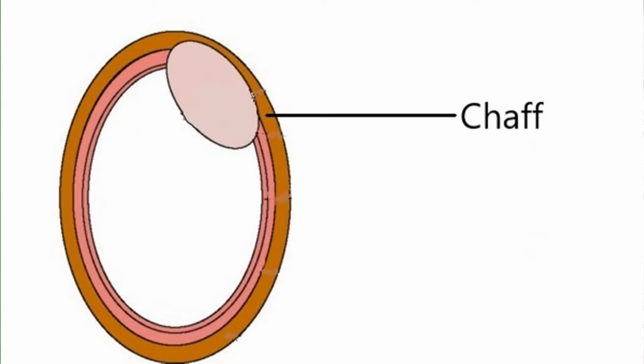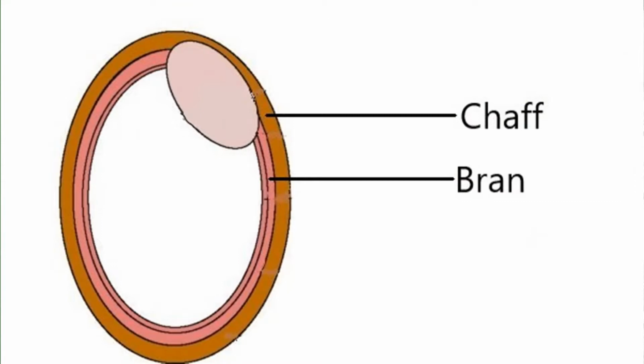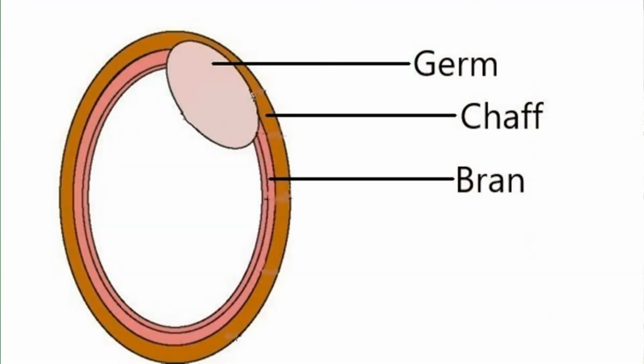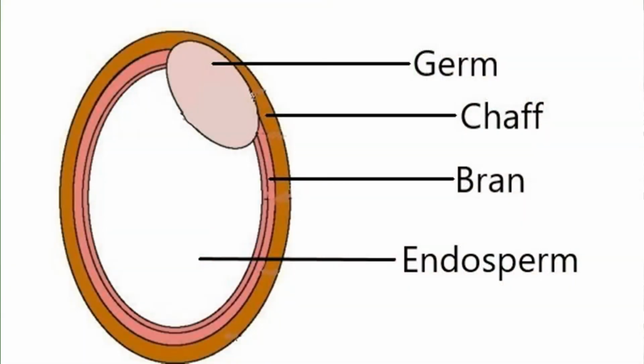endosperm. The chaff. This is the uppermost layer of the grain and is tough and inedible, and hence is removed during processing. The bran. This is the layer underneath the chaff, which is quite fibrous and has a bit of nutrients as well. The germ. Under the bran is the germ, which contains all the nutrients the grain would need if it were to sprout. The endosperm. This is the innermost layer of the grain and is mainly composed of starch.